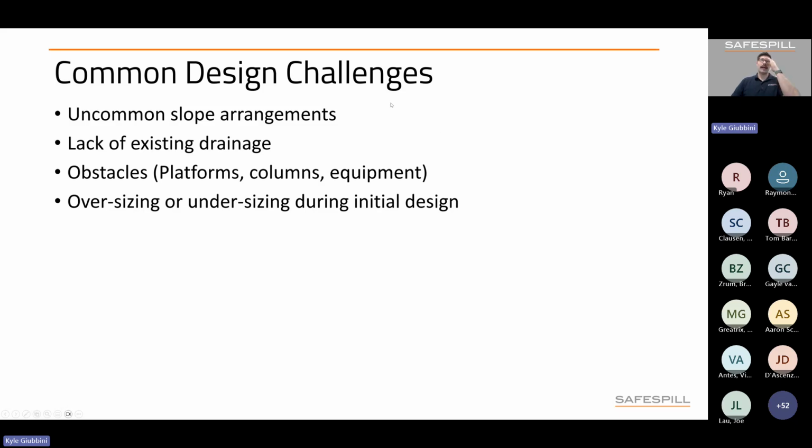So just to kind of wrap things up, some common design challenges that we can always work around, but are really important to know about early in the design phase so that we can address them and come up with solutions.